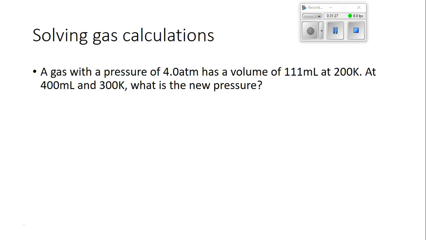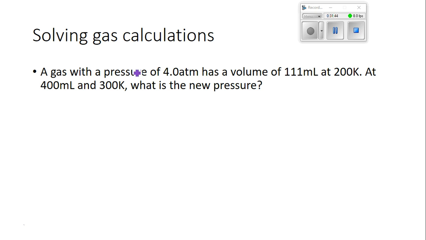A gas with a pressure of 4 atmospheres. You can also pause me if you want to solve the problem yourself and then see if you got the same answer as me, because I'm doing the exact same steps every single time, and pretty soon I'm setting you off on your own anyways. So you can pause me.